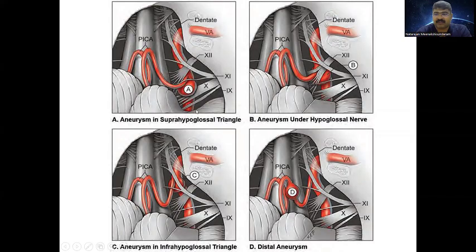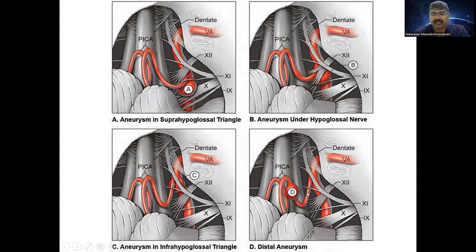So these are the various aneurysms of the PICA with respect to the hypoglossal triangles. Here you see the aneurysm in the suprahypoglossal triangle, or superior hypoglossal triangle, which is between the 12th, 10th, 11th, and the medial border of the medulla. In this triangle, you are seeing the aneurysm here. Here you are seeing an aneurysm underneath the hypoglossal nerve. Here you are seeing an aneurysm in the infrahypoglossal triangle, between the 12th, 11th, and the medial border of the medulla. So here we see the aneurysm of the PICA in the infrahypoglossal triangle.